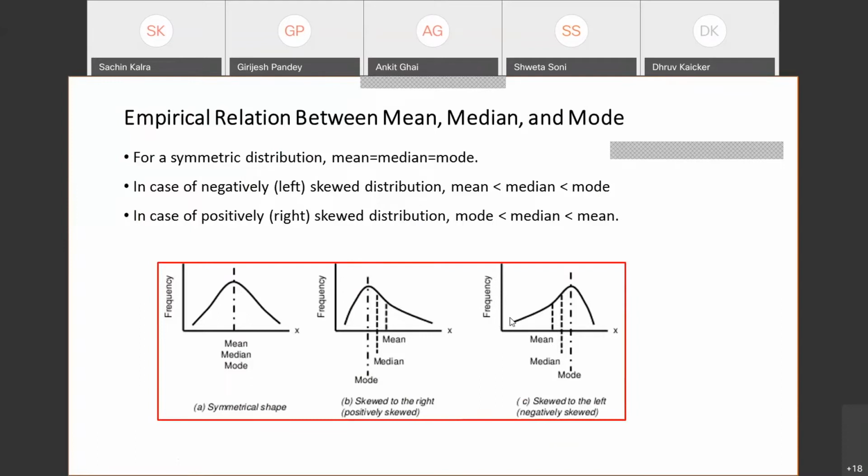Now, this is the frequency or the count. One thing that I would like to bring to your notice is that the mode remains the same. You see, the mode is still here, still here, still here. It's on the peak only. So whatever values are coming in here, the mode remains the same.